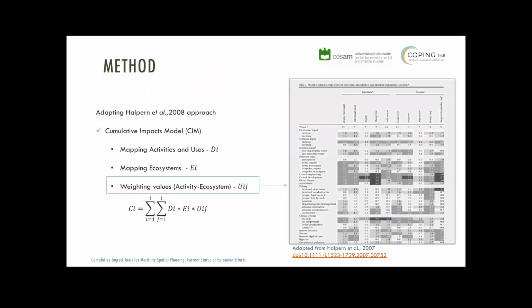This paper was on ecosystem vulnerability to anthropogenic threats. And here, this vulnerability was measured by the spatial scale, frequency, and functional impact of each threat in the ecosystems. So we had to adapt our ecosystems and activities to the denominations to fit Halpern's work. In the end, we ended up using all our activities and uses and 8 of our ecosystems.